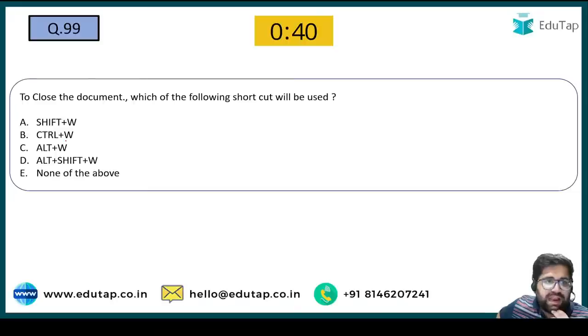Chalo, 99, my friends. Come on, we are one shot. Control plus W is for close. This is correct. Alt plus F4 is to close the active tab. Please note this particular thing. None of the above.